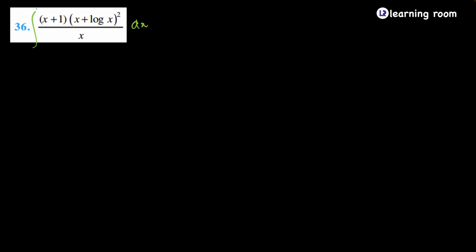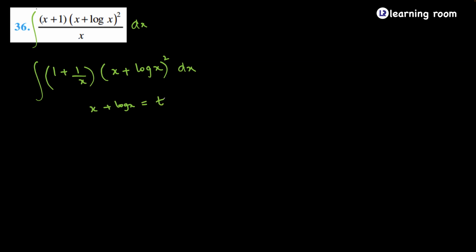So the 36th question is the integral of (x plus 1) into (x plus log x) the whole square, the whole divided by x. So spread this x to x plus 1. It will become 1 plus 1 by x, correct? Into (x plus log x) the whole square times dx. Now observe which one should be taken as t and which one will become dt. So obviously take x plus log x as t. Then (1 plus 1 by x) times dx will become dt. Right. So (1 plus 1 by x) dx is dt.